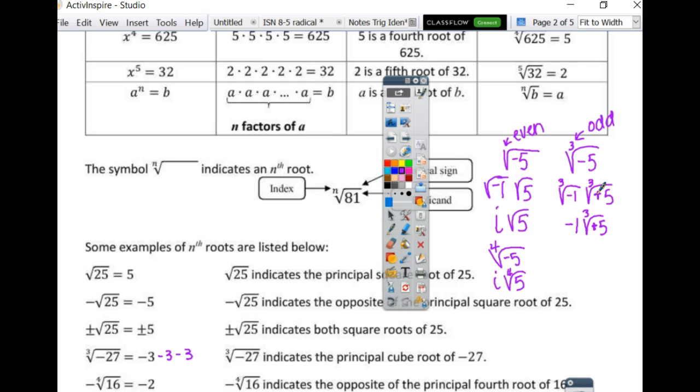So that's the hardest part of today. That's it. So what are you putting if it's even and it's negative underneath? I. Let's say it was 5 and it's negative under. What do you put outside? Negative 1. Those are your only choices, I or negative 1. And that only happens if it's negative underneath the radical.